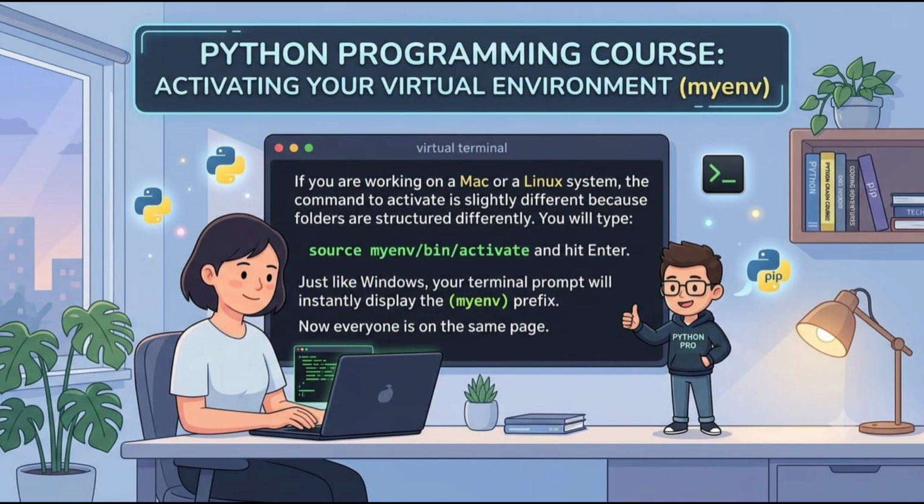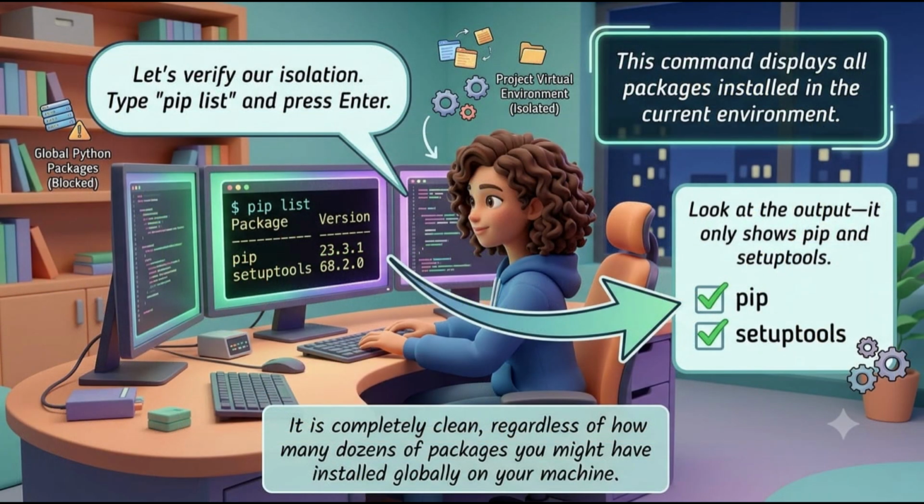If you are working on a Mac or a Linux system, the command to activate is slightly different because folders are structured differently. You will type source myenv/bin/activate and hit enter. Just like Windows, your terminal prompt will instantly display the myenv prefix. Now everyone is on the same page. Let's verify our isolation. Type pip list and press enter. This command displays all packages installed in the current environment.